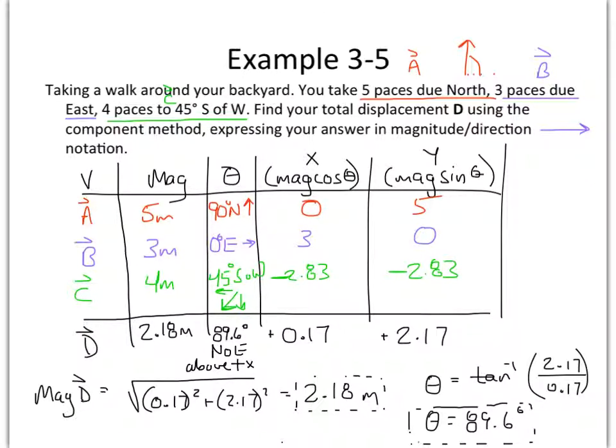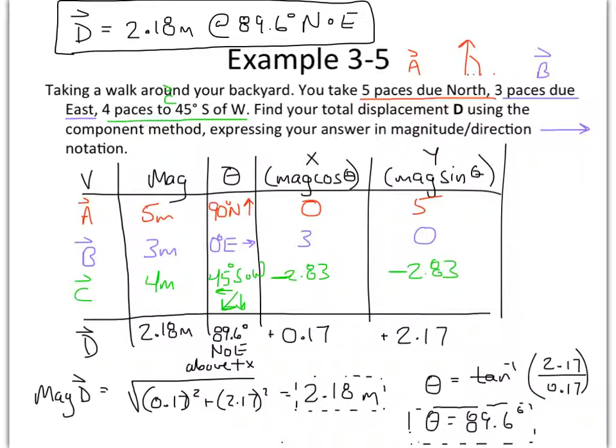Okay? So let's just put it all together and get a statement for vector D. I'm going to write it at the top right here because I ran out of room at the bottom. So vector D, having added all the vector A, B, and C up, vector D can be summed up as being a magnitude of what? 2.18 meters, or paces if you wanted to use paces. At what angle? At 89.6 degrees north of east, or above the positive x-axis. That is our result, as our resultant vector D, which is the sum of A, B, and C added together.